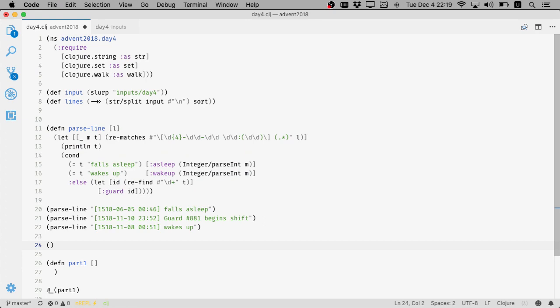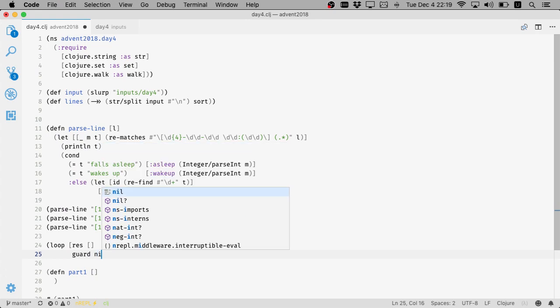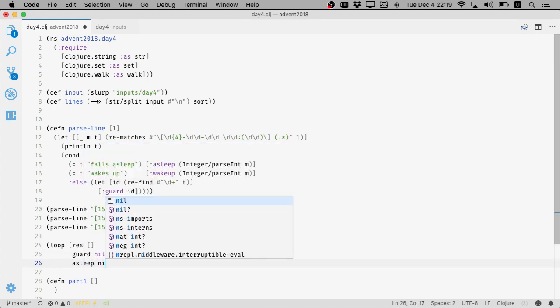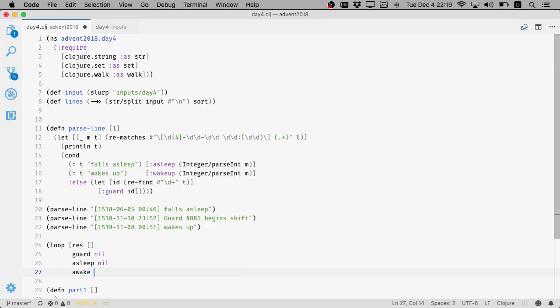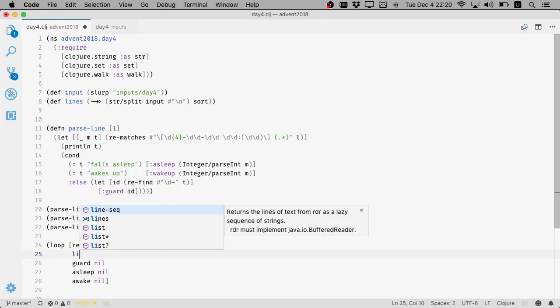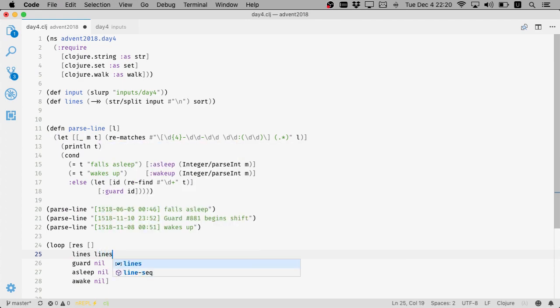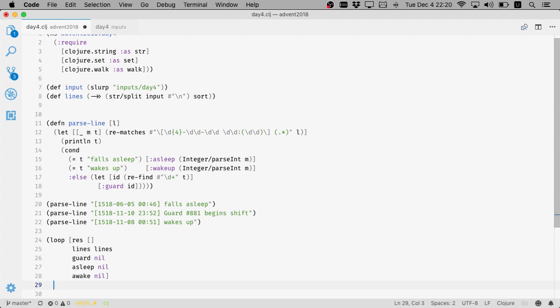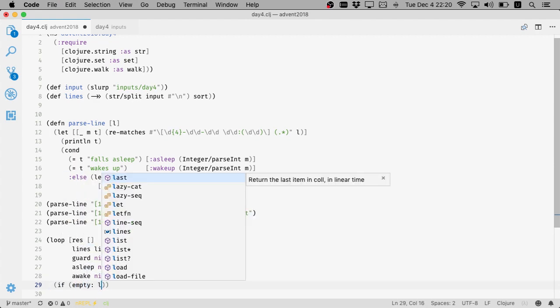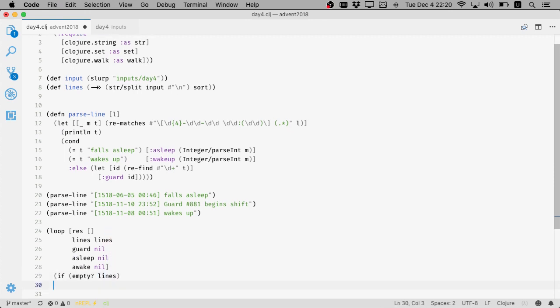Okay, so let's just reduce. Results something empty. Guard is nil. Sleep is nil and awake is nil. Okay, yeah, something like that. So basically what I'm going to do is, and lines, right? And lines are lines, basically. Yeah, so basically if empty lines, we just return res.